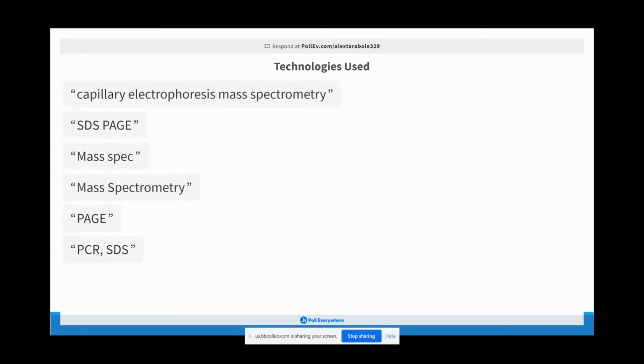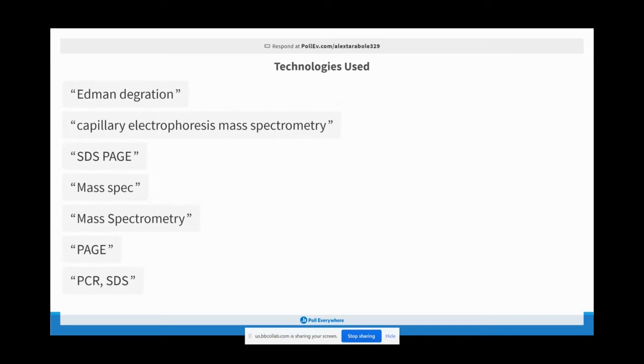All right, so we're getting some mass spec, capillary electrophoresis mass spec, Edman degradation. So remember, we want to analyze proteins here, and we want to be able to classify all of the proteins in a sample, not just one protein.